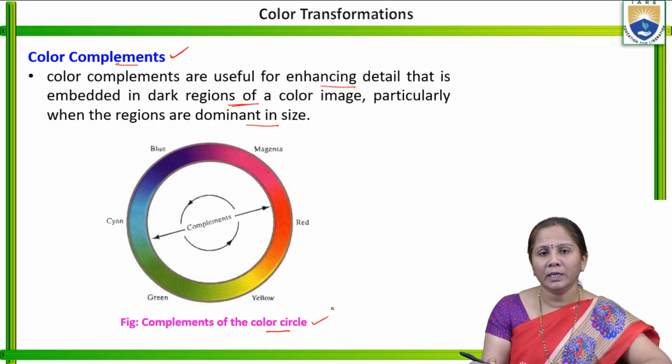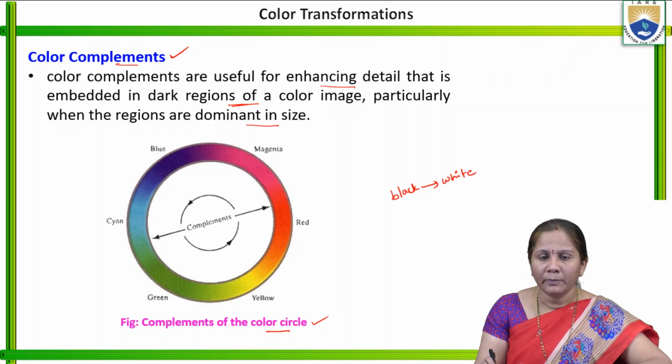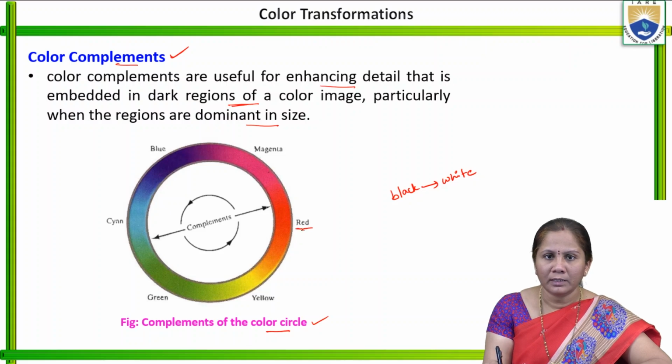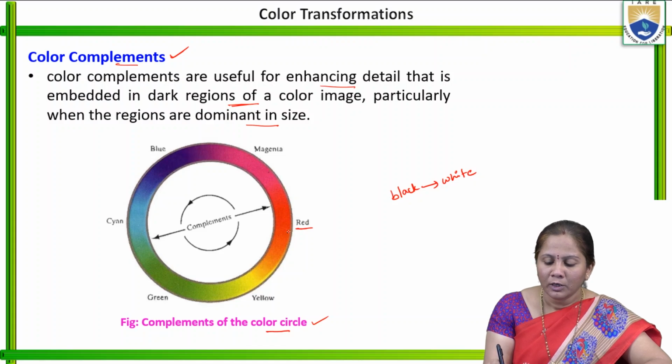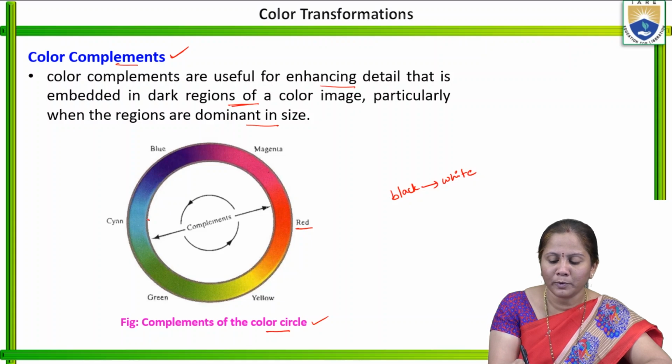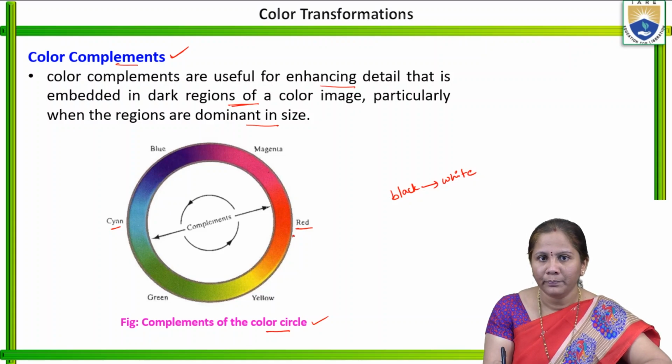For example, in the image, if we see any black color in the input image, that black color will be complemented, then it will become white. Similarly, if we consider this color circle, if there is any red color in the input image, if we apply this color complement concept, we can observe in the color circle there is one color which is exactly opposite to red, that is cyan. So if it is red color, it will be complemented with cyan.